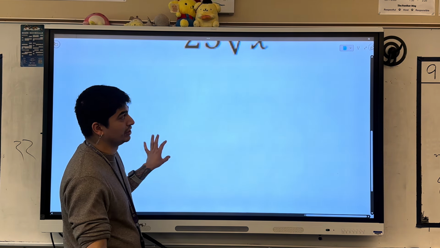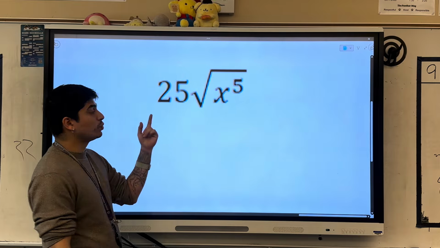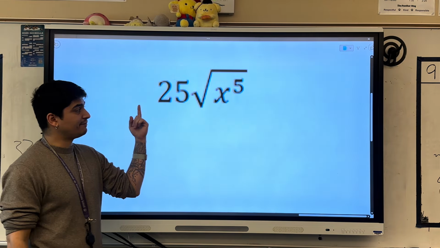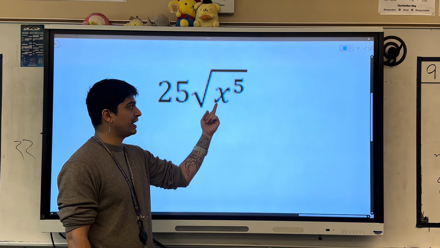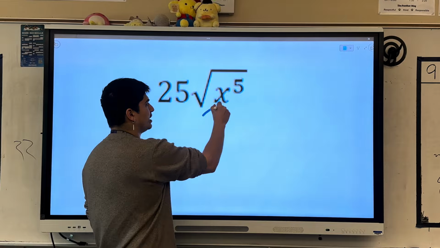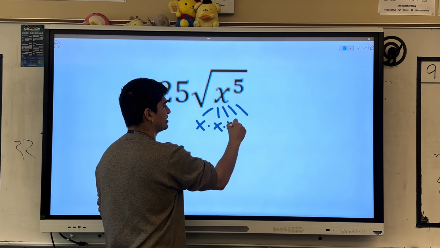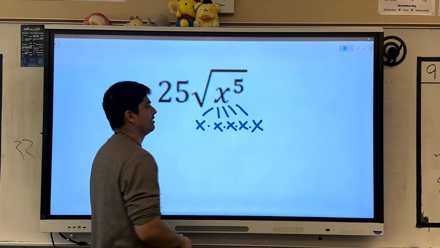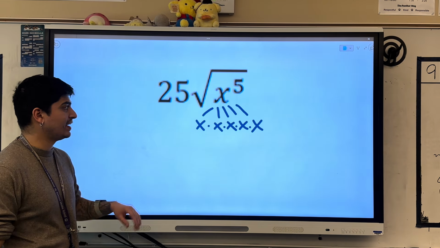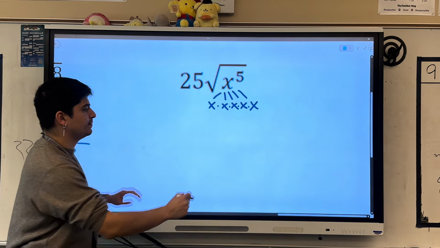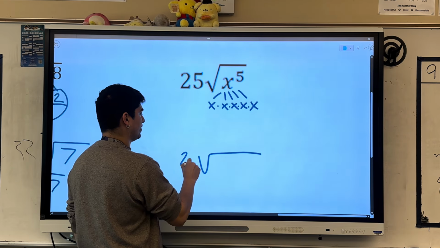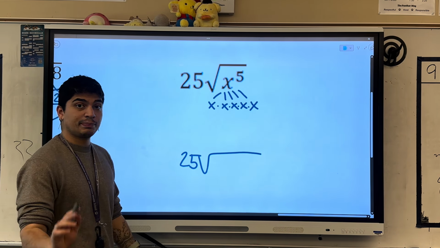Alrighty, last one, truly last one. So this one, there's a 25 on the outside just waiting, and I'm finding the square root of x to the power 5. So as a reminder, this would end up being x times x times x times x times x. 5 x's, right? I have 5 x's. So let's see if this is my final answer. 25 is on the outside. Let's see what kind of pairs I was able to grab.